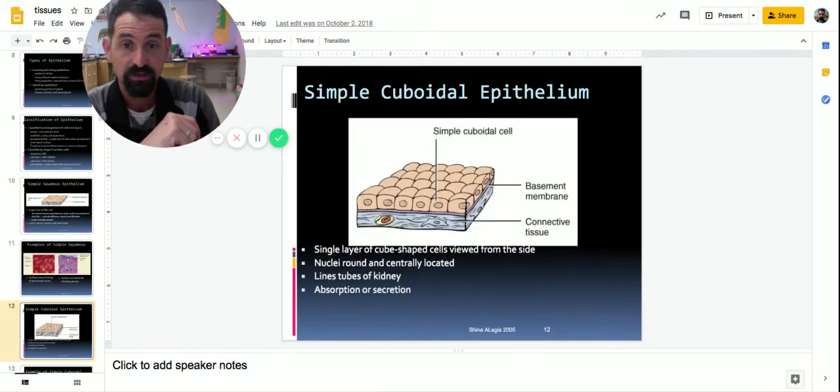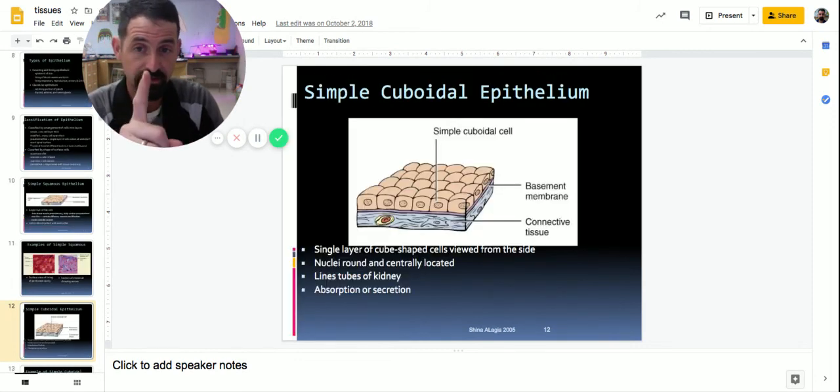Simple cuboidal is one single layer, and they're cube shaped. These are primarily located in the looped tubes that make up your kidneys, where you're diffusing water and other things out of your bloodstream, and then you collect it and urinate it out. That's one of the primary areas that you would find simple cuboidal cells.